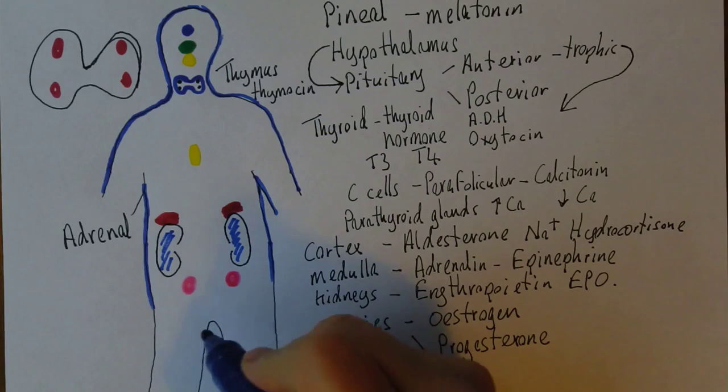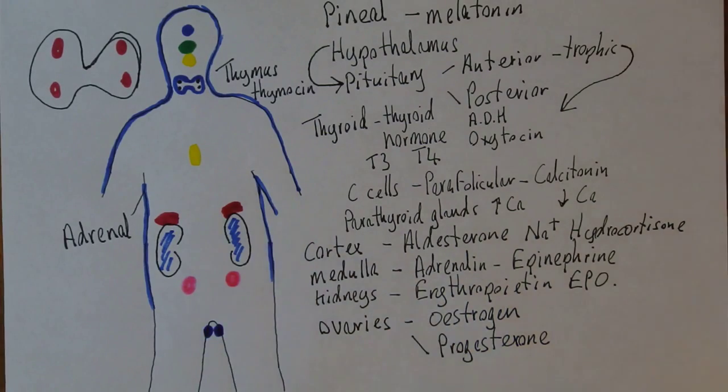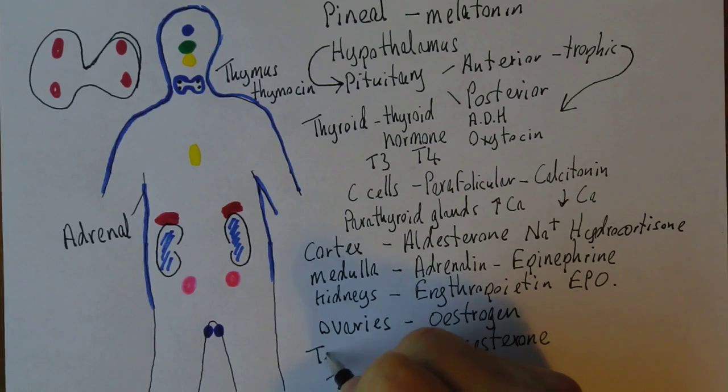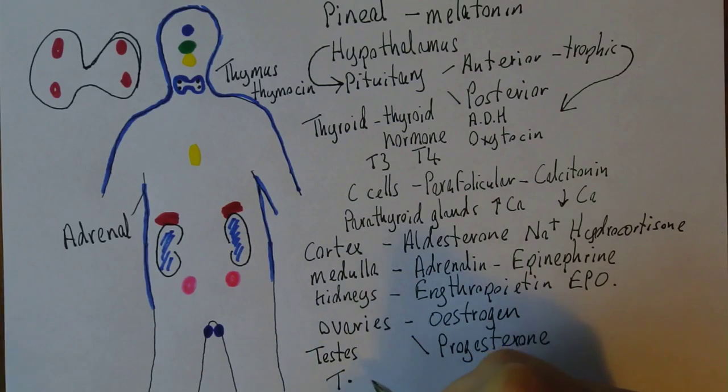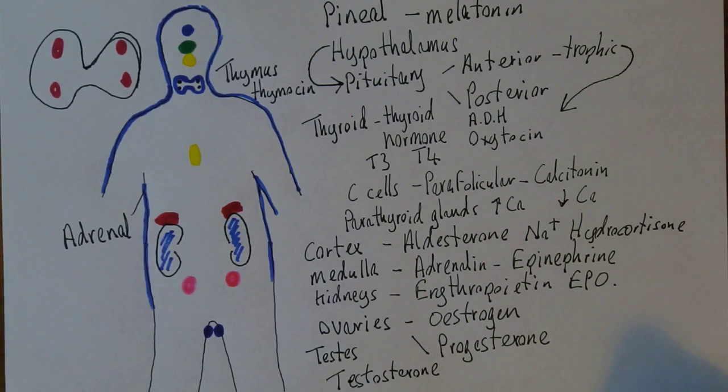Going further down in blue, if you're male, we have the testes. The testes, and they produce testosterone. Testosterone, the male hormone responsible for development of the male secondary sexual characteristics. So that's just a quick review of the main components of the endocrine system.